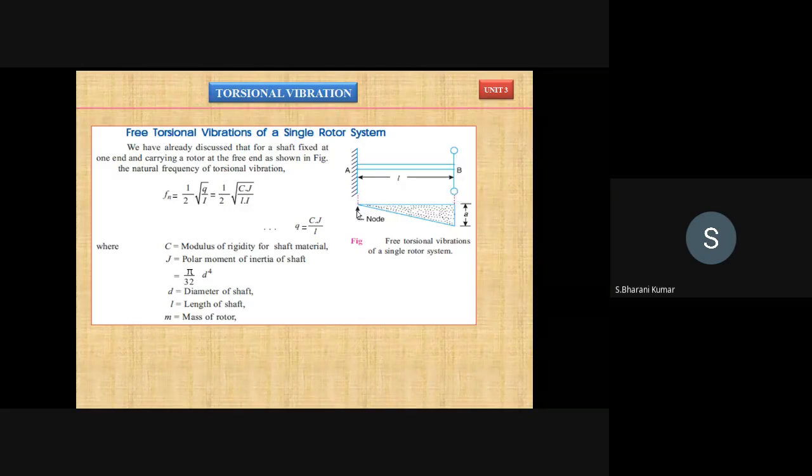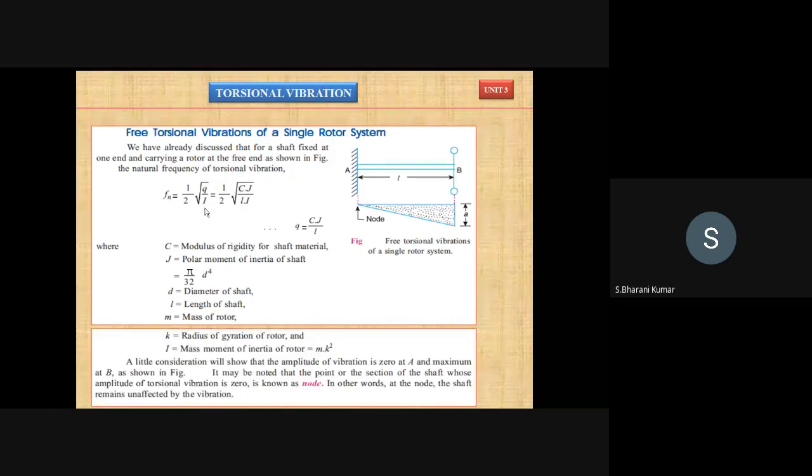For this system, the node diagram will be like this. It starts from this point, which is the minimum, and the end with the rotor is the maximum. This is node A, and this is called the single rotor system. For this, the formula is given as Fn equal to 1 by 2 pi square root of C by I. This is the formula for a single rotor system. We already saw this, so I am just going through these things.